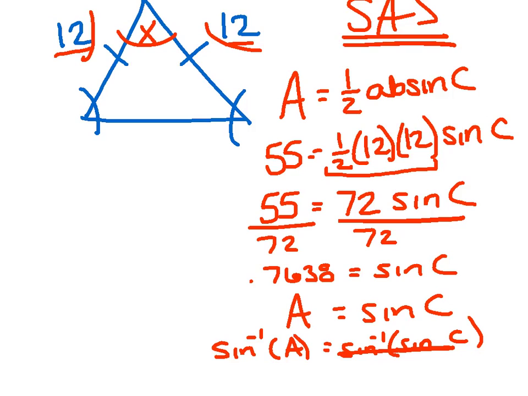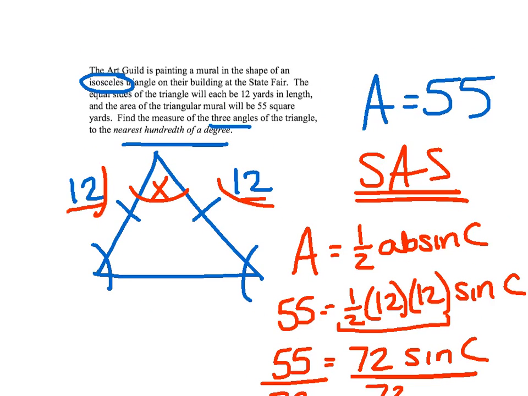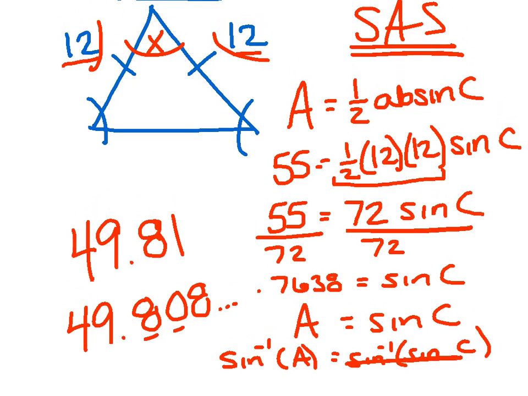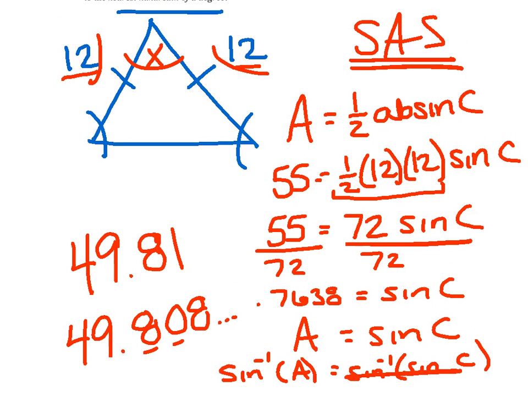And I get an angle of 49.808, etc. And let me just quickly look back. It did say to the nearest hundredth. So I'm going to say that that upper vertex angle is 49.81. All right, I'm just going to go back and label that in my picture.